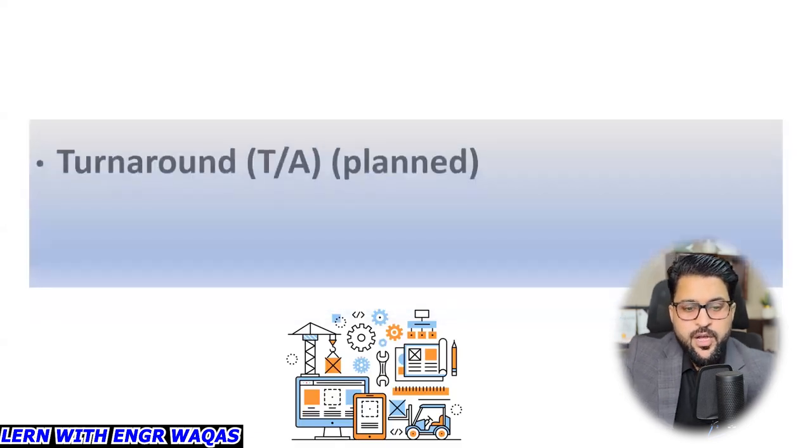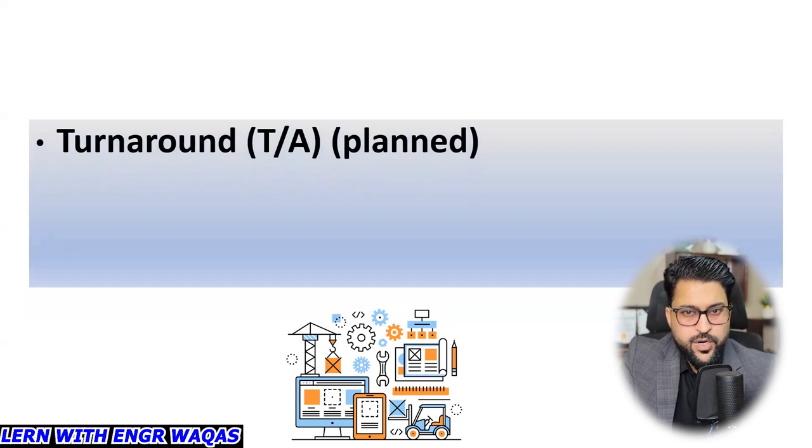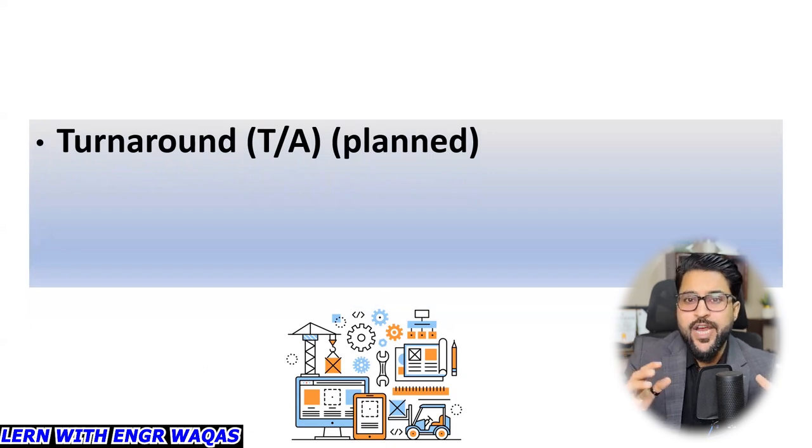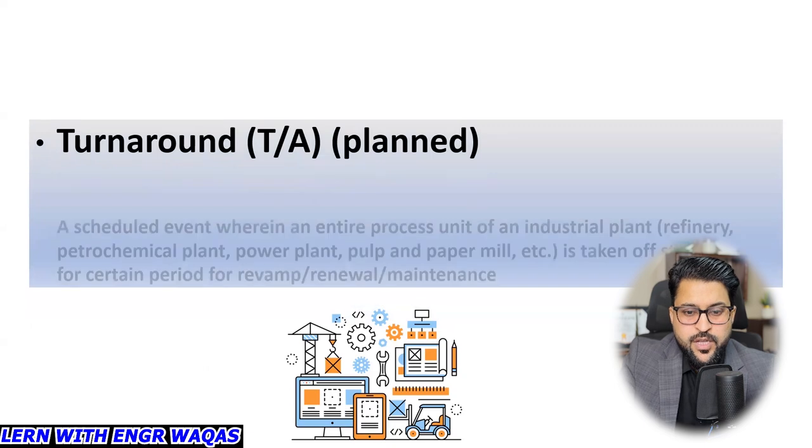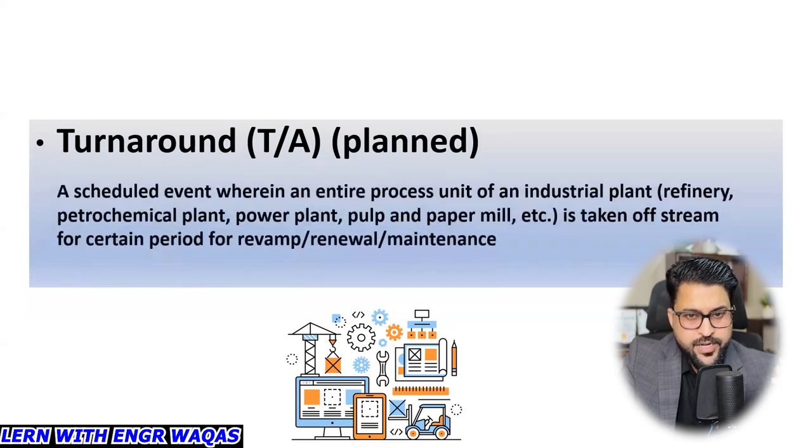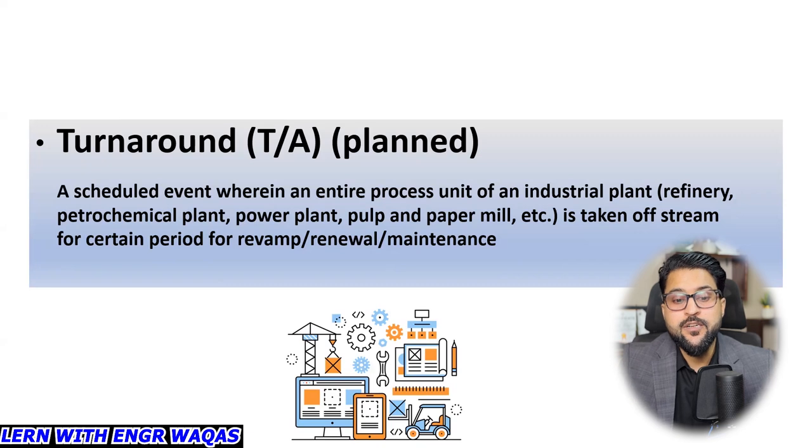So first of all, turnaround. Whenever you are working inside, why do we call it STO? S stands for shutdown, T stands for turnaround, and O stands for outage. First I will explain the turnaround terminology. It is always a planned series of activities, a scheduled event wherein an entire process unit of an industrial plant, either a refinery, petrochemical plant, fertilizer, power plant, or pulp and paper mill, is taken off stream for a certain period for revamp, renewal, or maintenance.